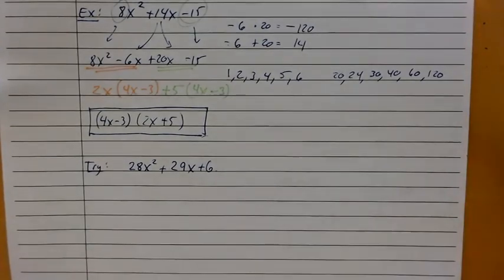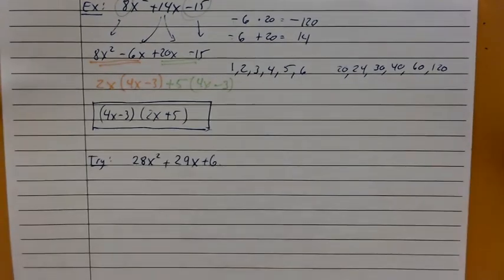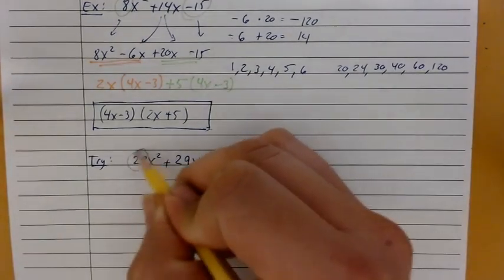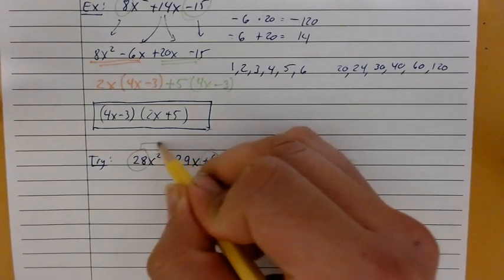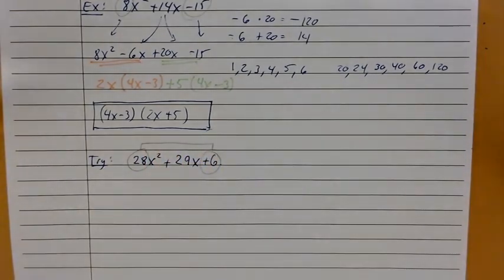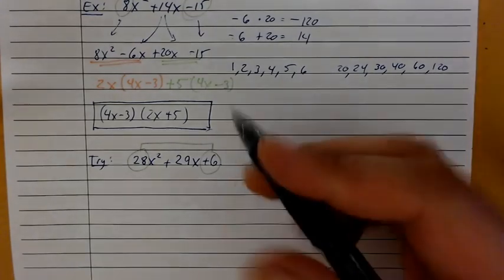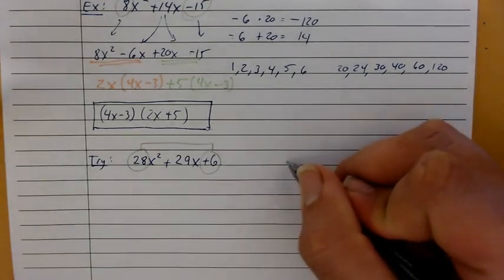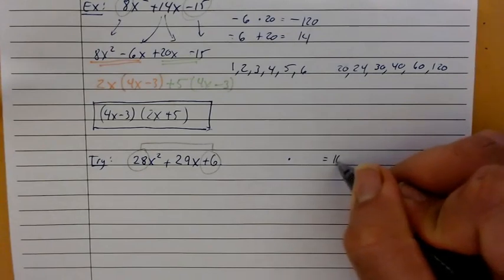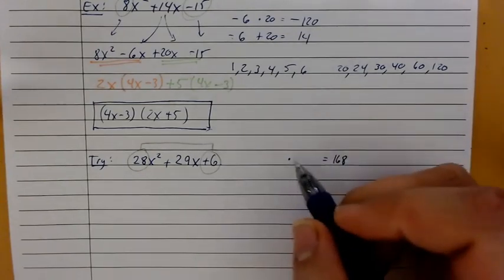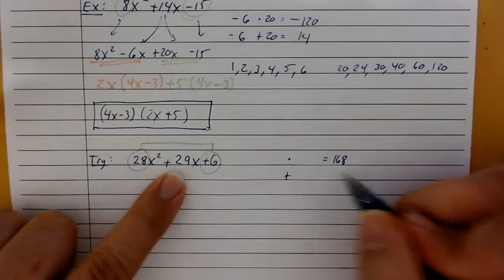All right, so let's give this a try. In the AC method, the first step is to multiply together A times C. So 6 times 28, that's 168. So we want to find two numbers that multiply together to give us 168. Those same two numbers, whatever they are, need to add together to give us 29.